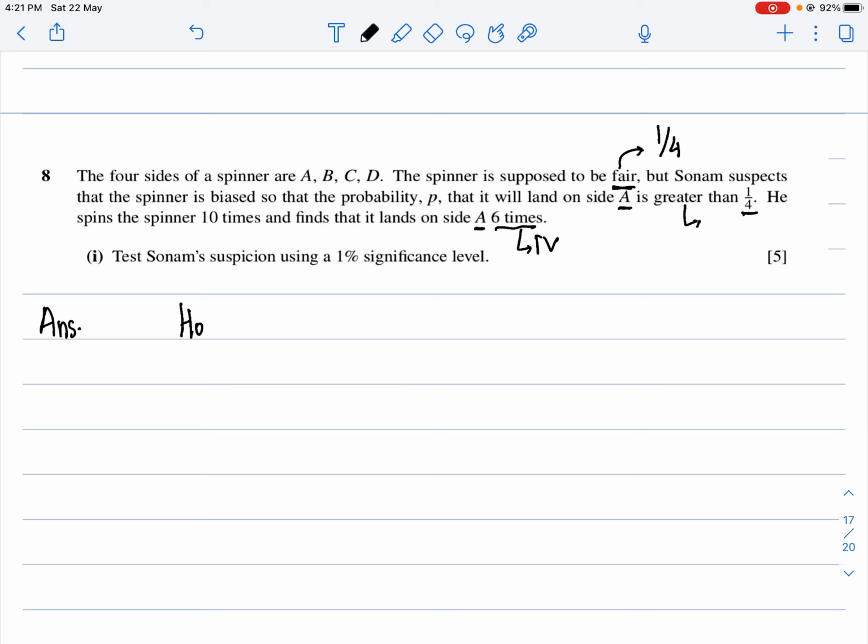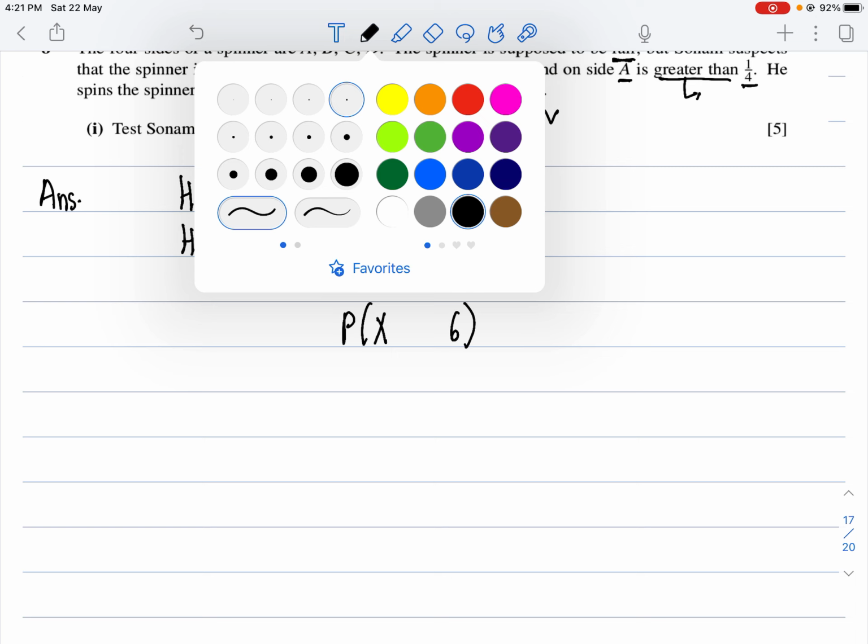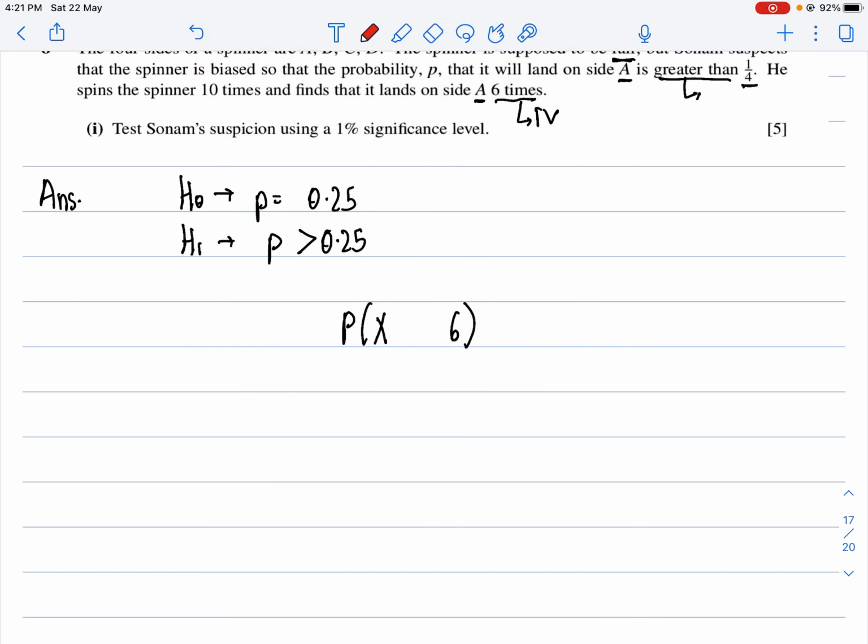So my null hypothesis claim is that my probability is equal to 1 upon 4, which is basically 0.25. My alternative hypothesis is my claim that my probability is greater than 0.25. Now I have probability like this, I have my x, I have my test value. These are the steps which we follow. Now, what will be the sign in the middle? I told you it's a basic trick. If this is more than, this needs to be more than or equal to. It's a basic trick which you need to know.